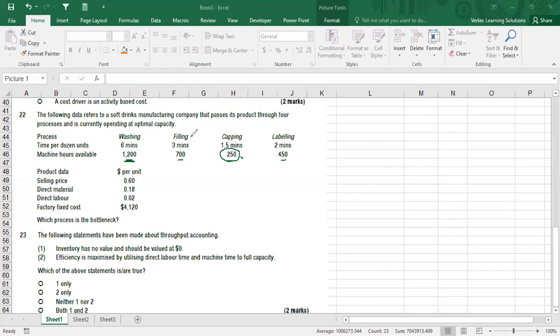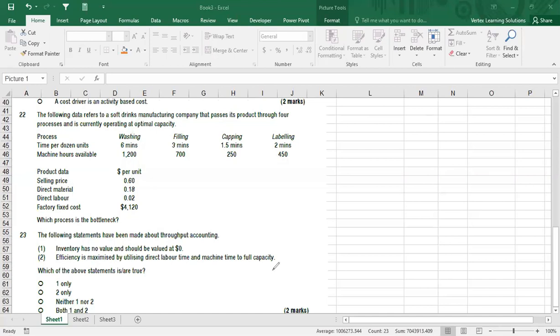Because you see that if they have less number of hours, actually they are also taking less time. I mean, here you took 6 minutes to process 12 units. Here you are taking just 1.5 minutes to process 12 units. You are working much faster here. This capping department is working very fast. So what is the ultimate output? This is what we need to find out. We need to calculate what output they are giving. Okay. So this is 1.5 minutes.